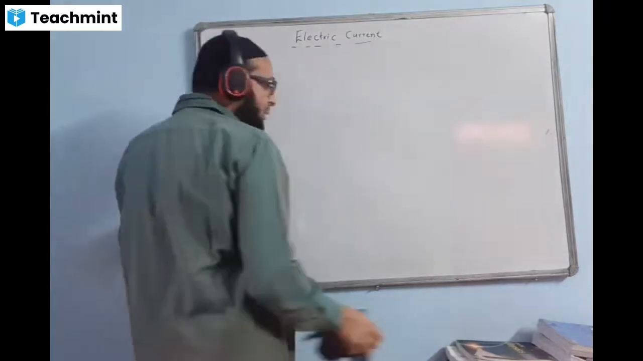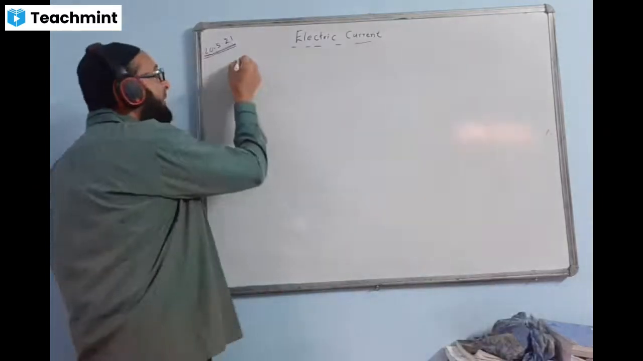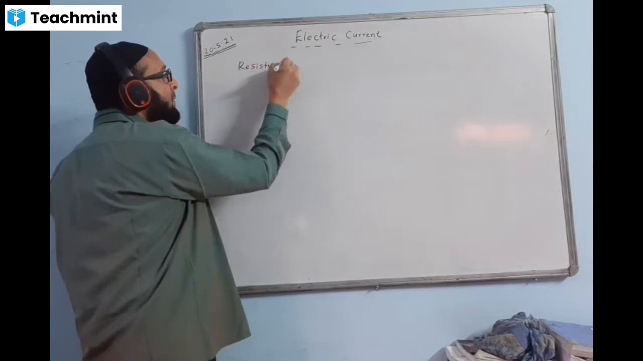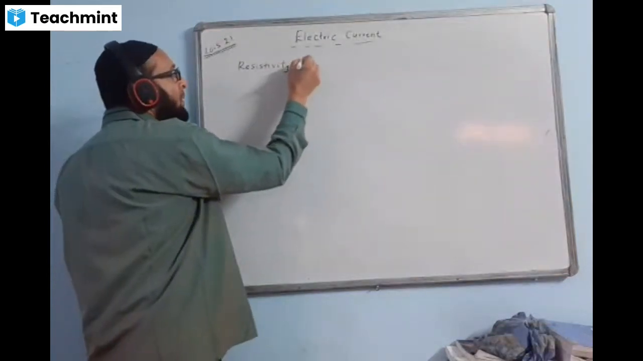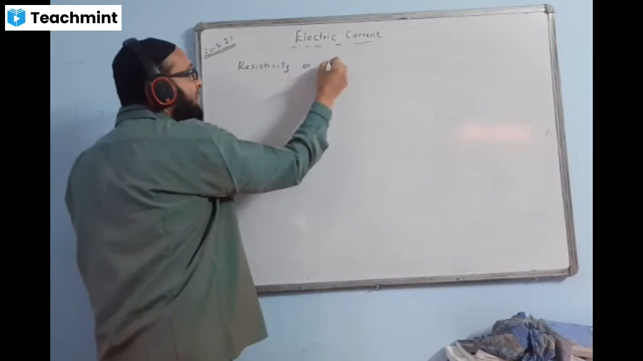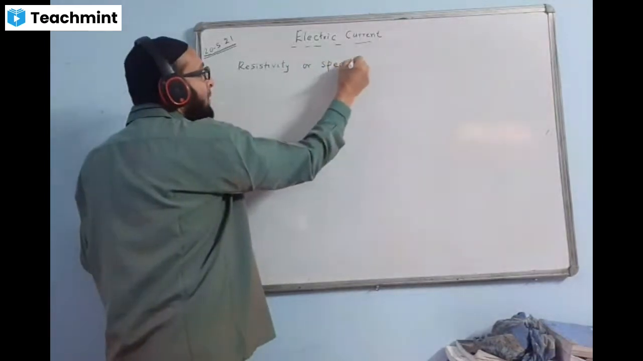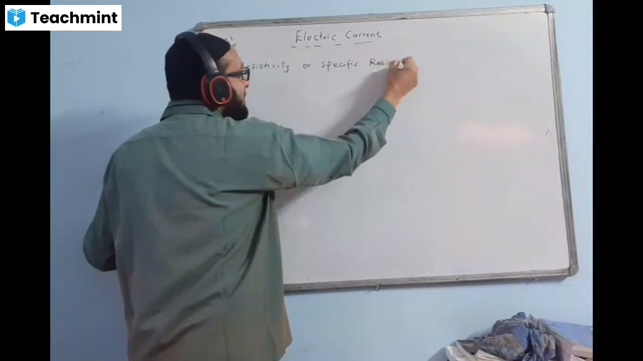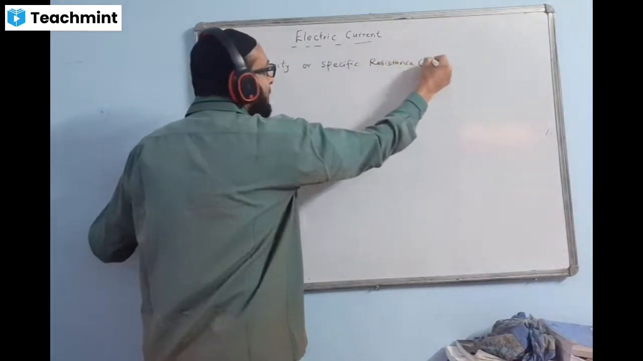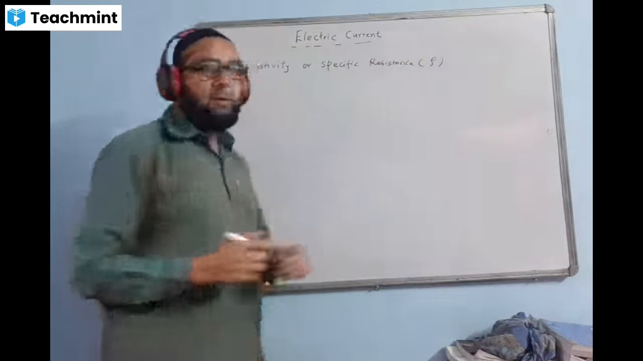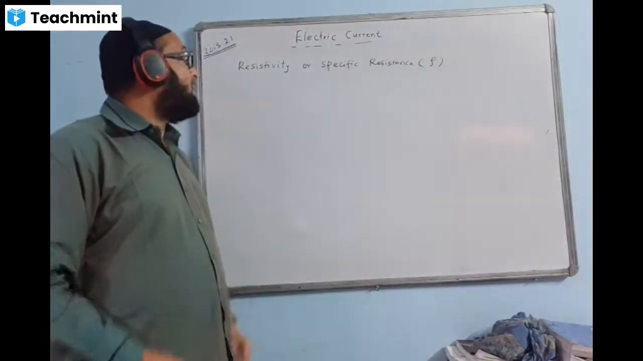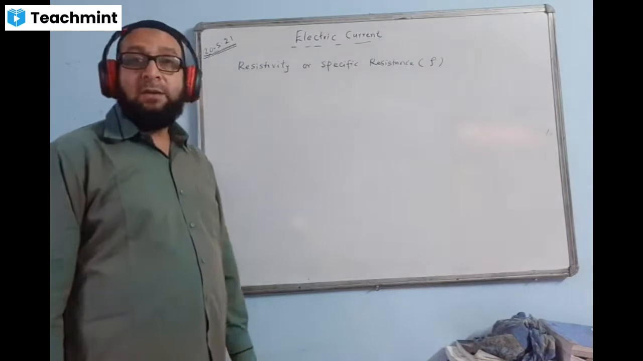Now I'm coming to the next topic, resistivity, or specific resistance. This is also called specific resistance, denoted by the symbol rho. Okay. What is resistivity or specific resistance rho?